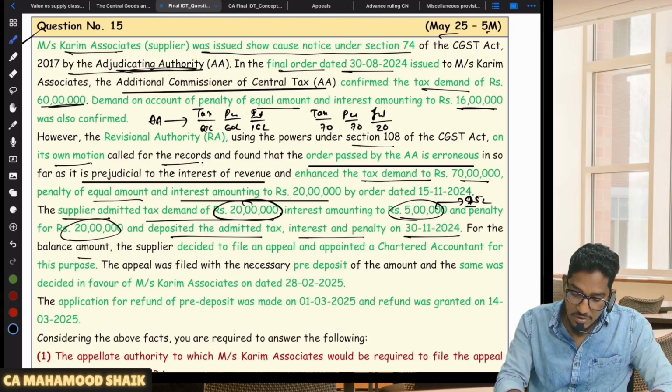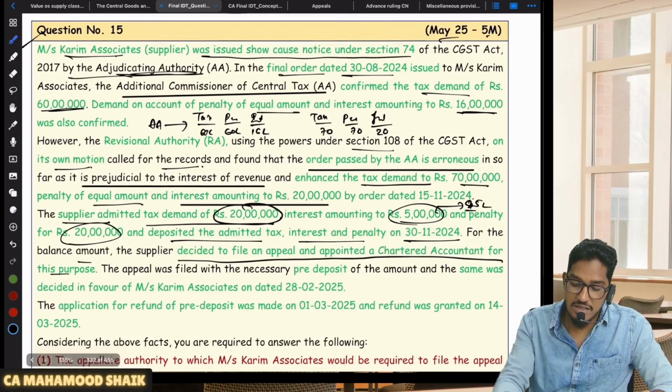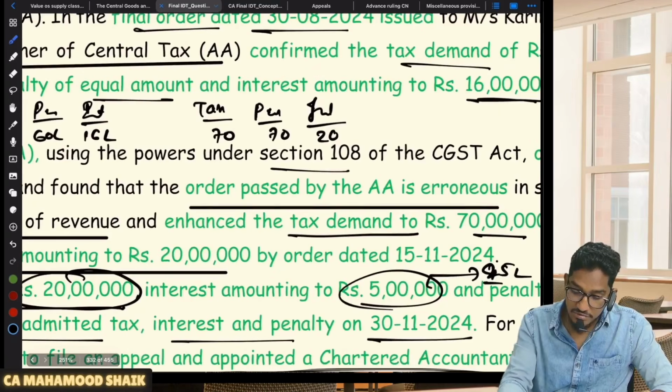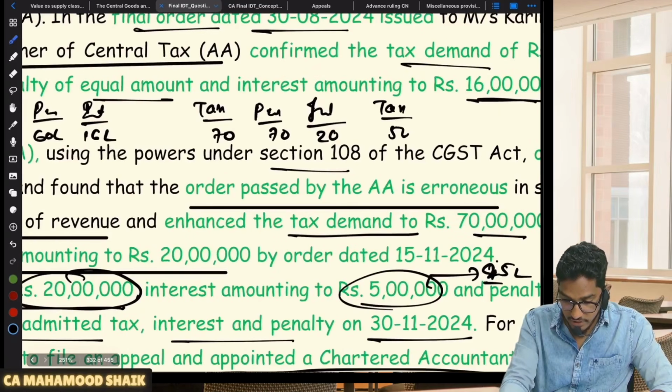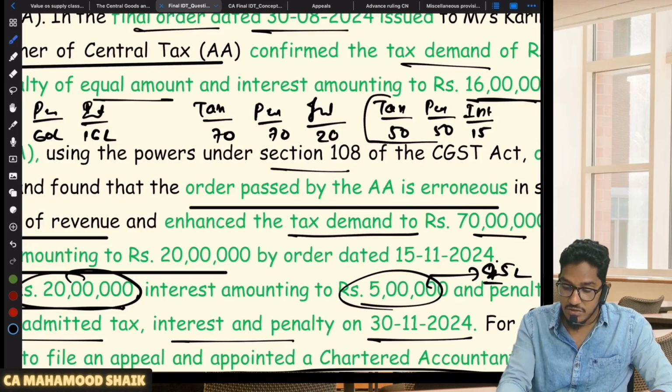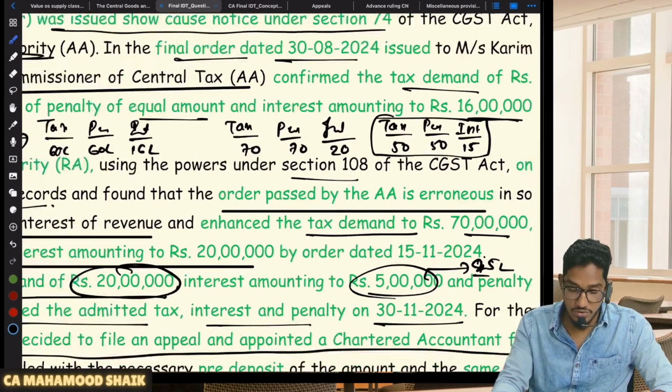And for the balance amount, the supplier decided to file an appeal and appointed a chartered accountant for this purpose. So for what balance amount does he want to go for appeal? Tell me here. He wants to go for an appeal for tax 50, since 20 he admitted. Penalty 50. Interest 15. Why? Because 5 lakh rupees of interest he is admitting. So this is the disputed amount for which he wants to go for appeal.